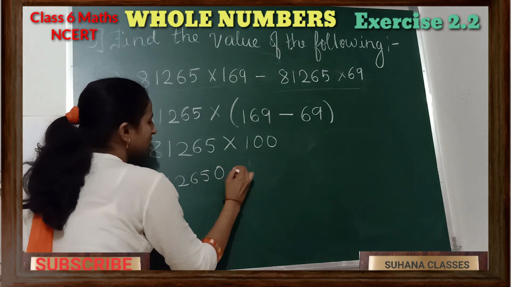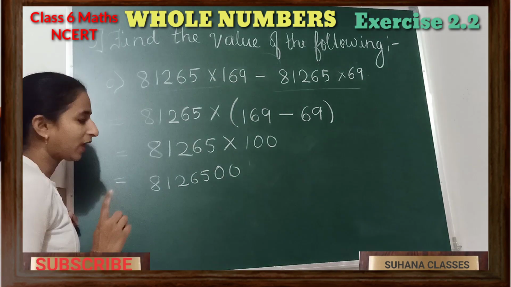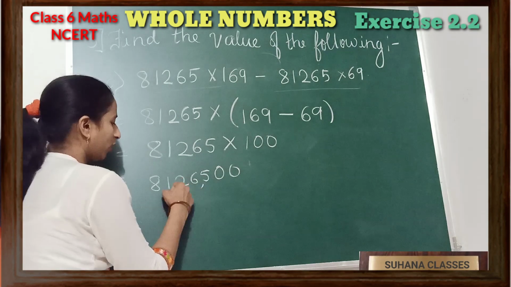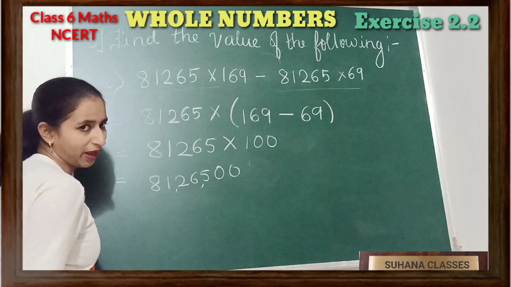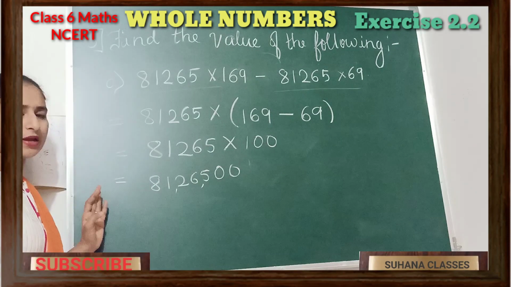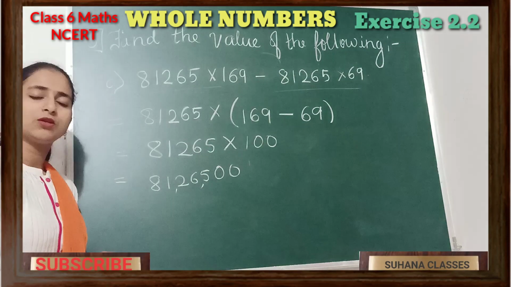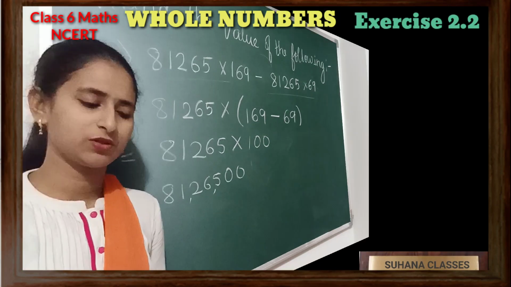81265 and just add here 2 zeros. So my answer will be, what is my answer if I give commas? 81,26,500. So this is your answer for C question. Now students, let's see our next question.